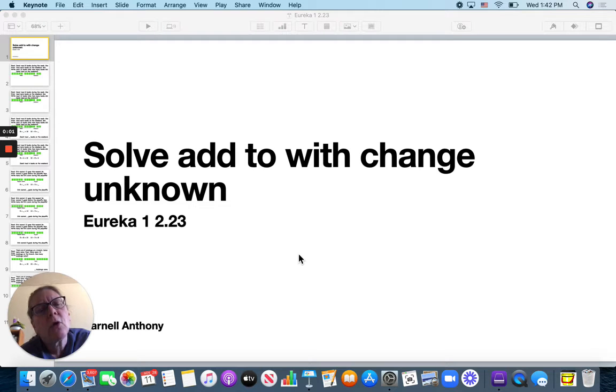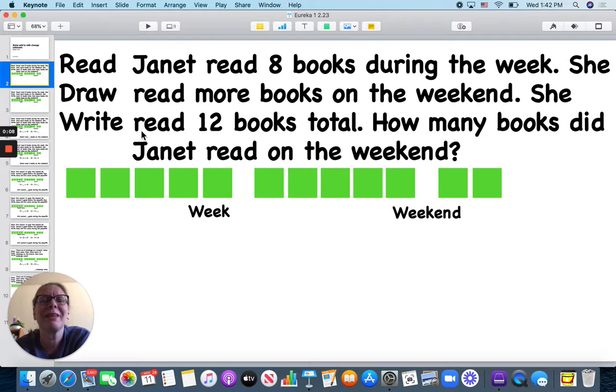Hi, first grade. We're going to continue our practice with our read, draw, and write for our word problems. So let's begin. Read, draw, write in the corner.